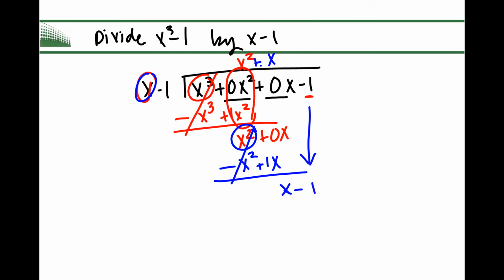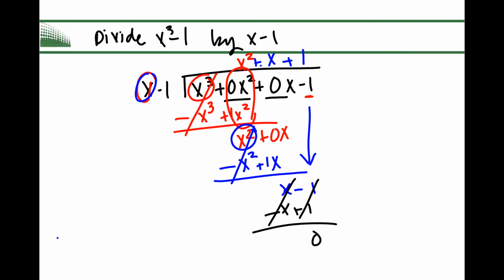Okay, x times what would give me x? And that's a positive 1. Again, multiply. So you say x times x is, 1 times x is x, and 1 times negative 1 is negative 1. Change your signs. X's cancel, 1's cancel, you're left with 0.